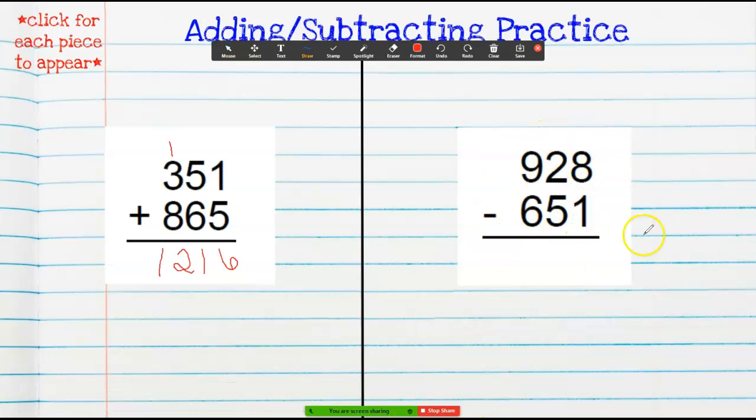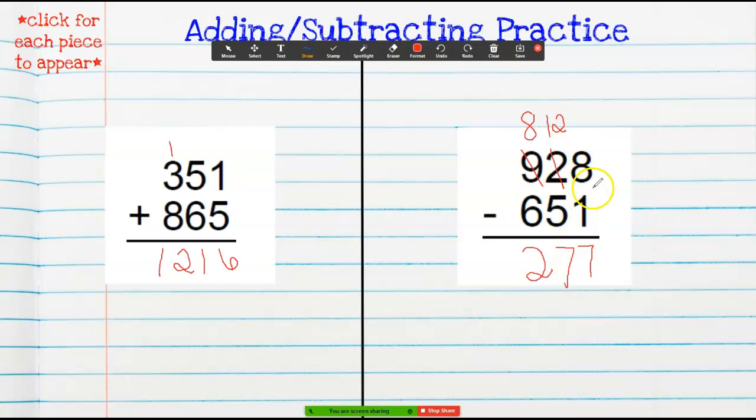Okay, so go ahead and pause the video here, stack your numbers, and then we're going to go through and solve this. 8 minus 1 is 7. I don't have to borrow anything because if I have 8, I can take away 1. So I have 7. 2 minus 5. If I have 2, I cannot take away 5, so I need to borrow. I'm going to borrow from the 9, and my 9 turns into an 8. And my 2, the 1 comes over, turns that into a 12. 12 minus 5 is 7. 8 minus 6 is 2.